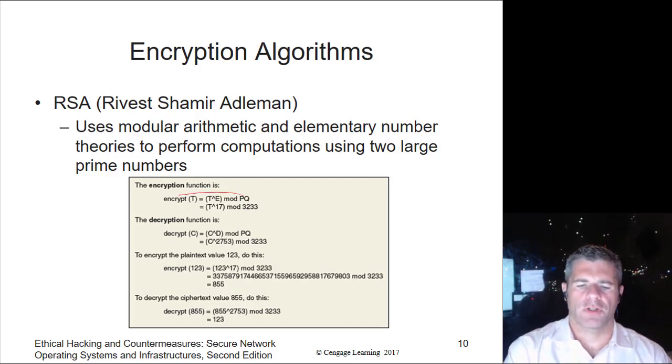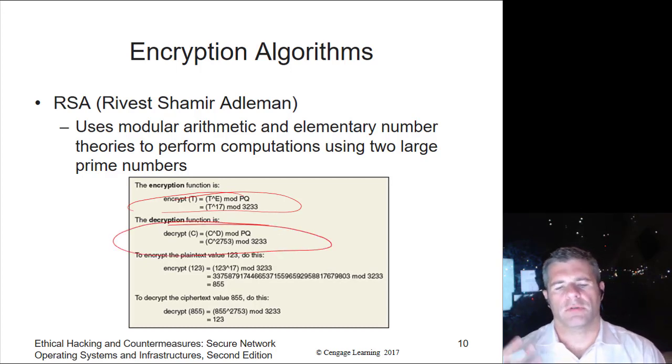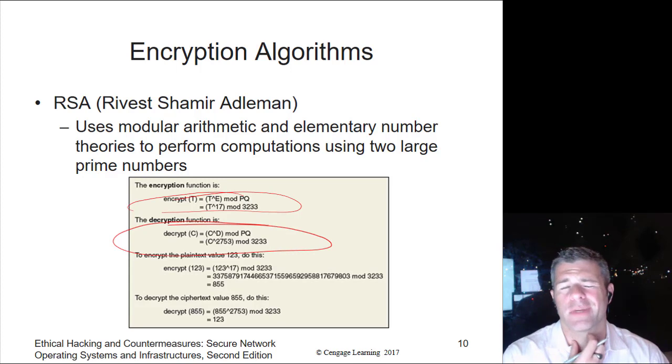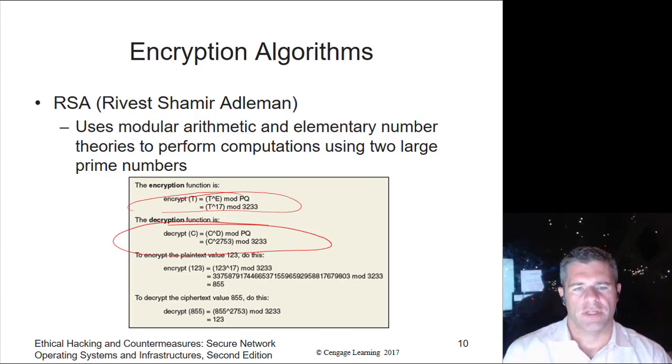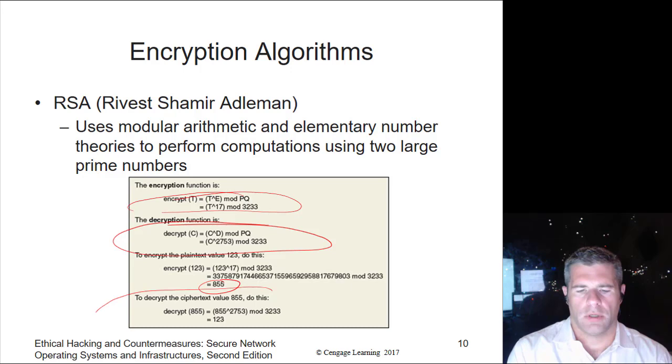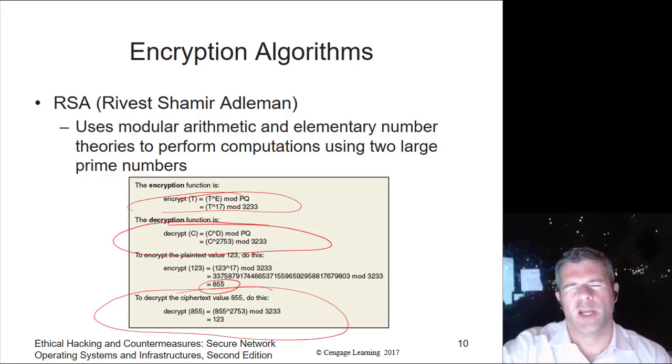Here are the encryption functions, which you will not be expected to memorize. But the upshot is, if you use a couple of great big prime numbers, and by great big, I mean great big, and come up with a modulus, you create this trapdoor function, and out pops decryption.